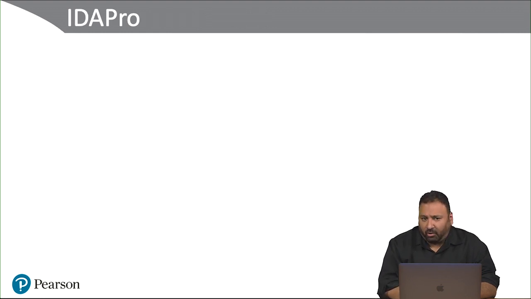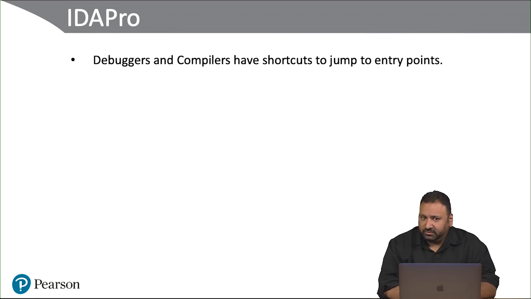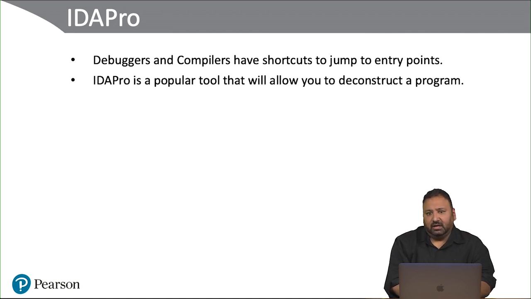So I want to talk about IDA Pro. IDA Pro is a common debugger. There is a public version of this debugger, but there's also a commercial version that you have to pay a license for. A lot of debuggers and compilers do have shortcuts that let you jump to an entry point. So you can attach to a program in a debugger, and then you can jump to an entry point. IDA Pro is a very, very popular tool. And when you start doing malware analysis and even reverse engineering of malware, you are going to have to get familiar with debuggers and compilers. IDA Pro is probably a tool you will be very, very familiar with.